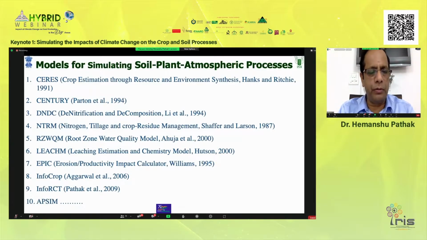Colleagues, you will be very happy to know there are already several simulation models being used by researchers all over the world. And probably you know some of those names: CERES, Century, IDDC, NTRM, and so on. And we have also developed one or two models which are being used widely all over the world, called the InfoCrop model, which we published in 2006. And also we have a semi-mechanistic model called InfoRCT. And then of course there are several other models, including APSIM, which can help us with farming system assessment.